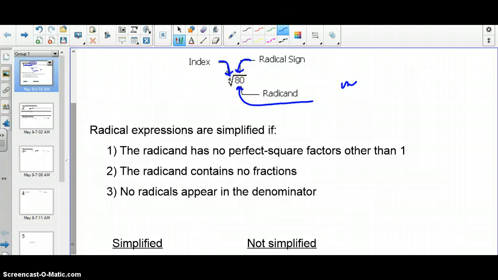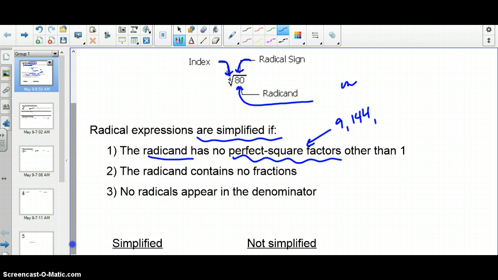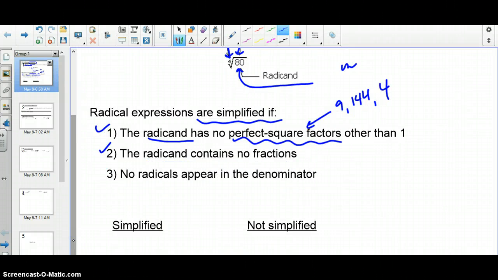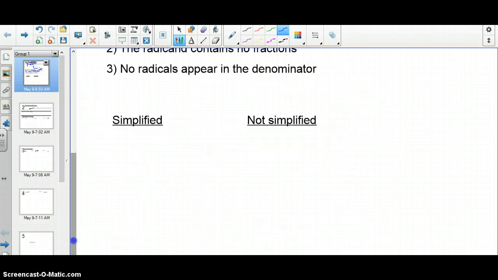There are three things you want to make sure that you have if you want to simplify radicals. One, you want to make sure that the radicand has no perfect square factors other than 1. Perfect square factors are like 9, 144, 4. Those are all perfect squares. You also want to make sure that the radicand contains no fractions. So you do not want to have any fractions underneath your radical symbol. And you don't want to have any radicals appear in the denominator.